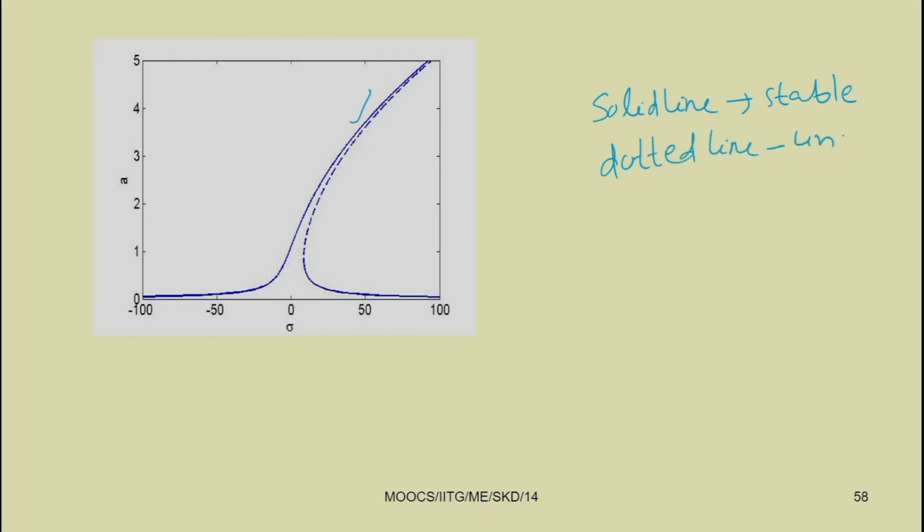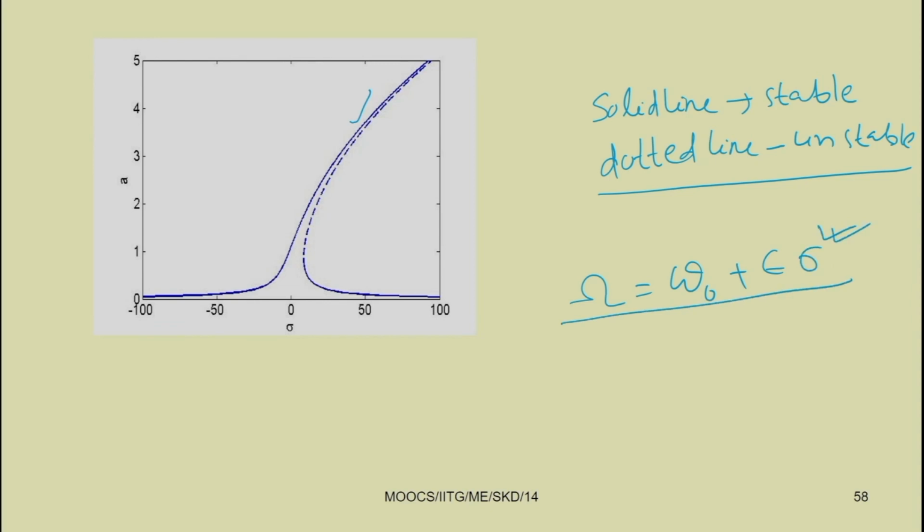Dotted line is the unstable solution. So, you can plot the frequency response, A versus sigma. What is omega? We already know omega equals omega 0 plus epsilon sigma. Here sigma takes plus and minus values, and for example, let us take epsilon equal to 0.1 or 0.01. By taking different values of omega 0 and different values of sigma, we can plot the frequency response.